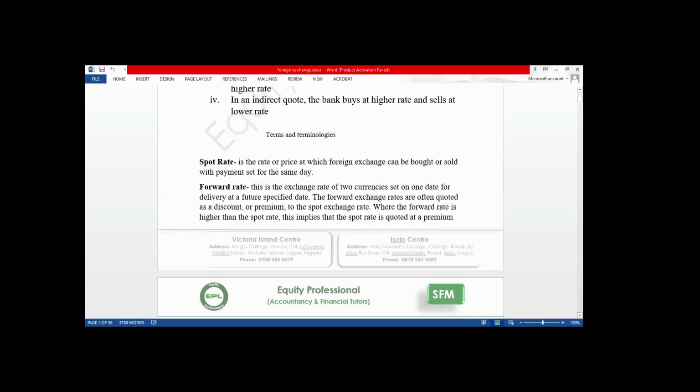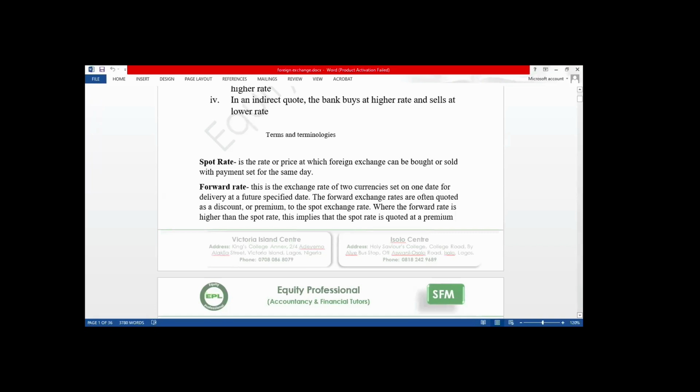For example, if I want to buy dollars in 3 months' time, I can approach my bank to obtain a rate for the dollars I want to purchase in 3 months' time. The rate obtained today for the dollar to be purchased at a future specified date is known as the forward rate.